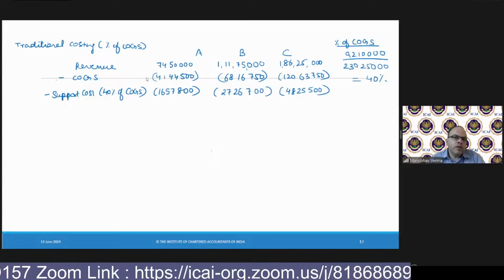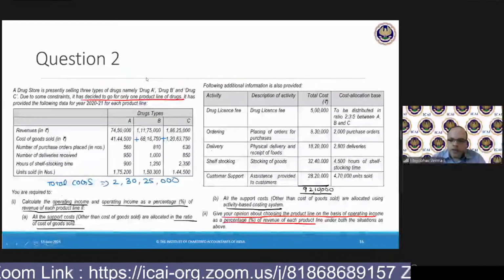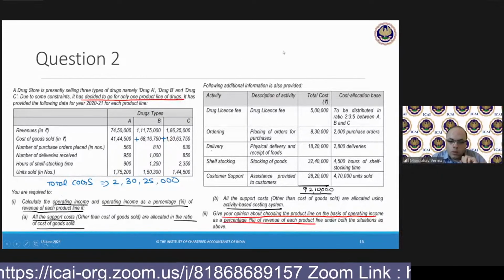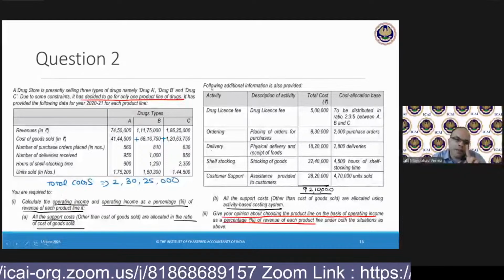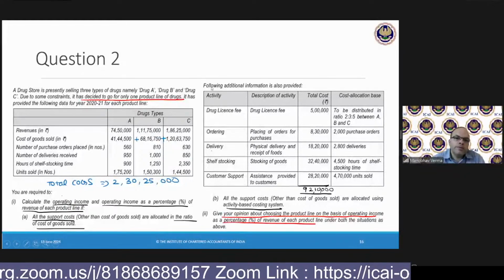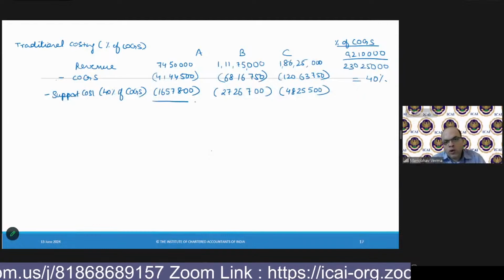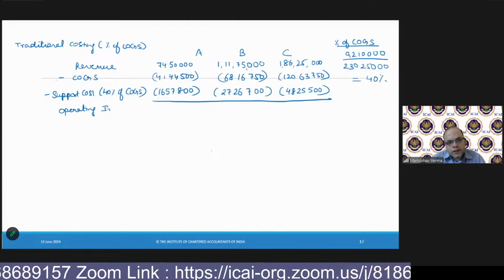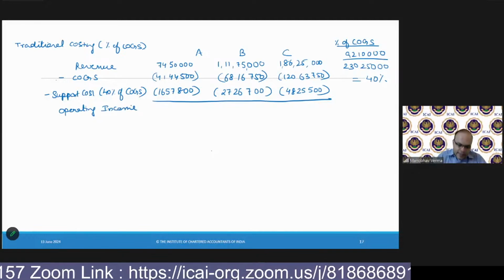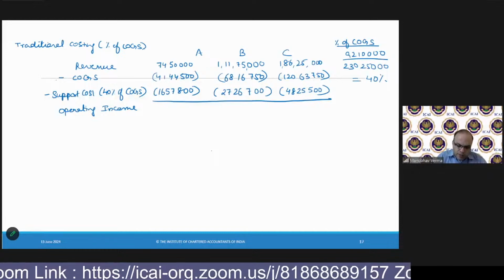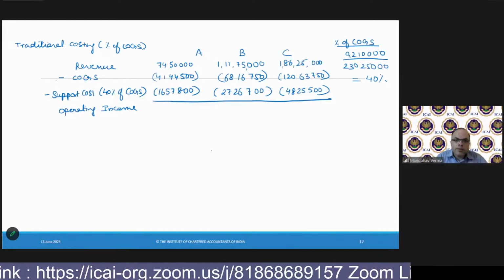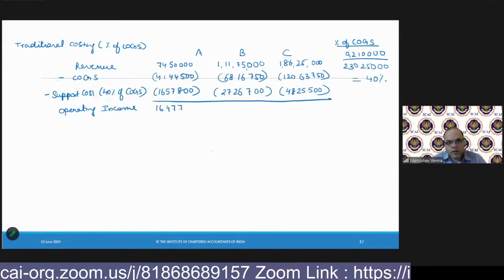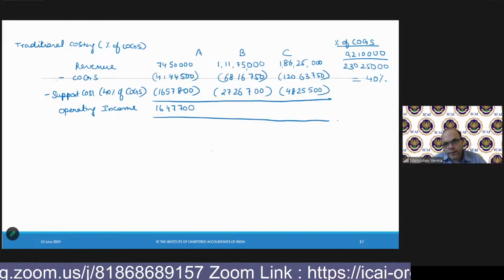So if we have this cost, mind you, the requirement of this question is very different actually. The requirement was to calculate the operating income as a percentage of the revenue. So we are calculating operating income and operating income as a percentage. So we have to calculate the operating income now. It is just a work cut out for us. So we're getting 74 lakhs 50,000 minus 41,44,500 minus 16,57,800. So we're getting 16 lakhs 47,700 for product A, drug A.